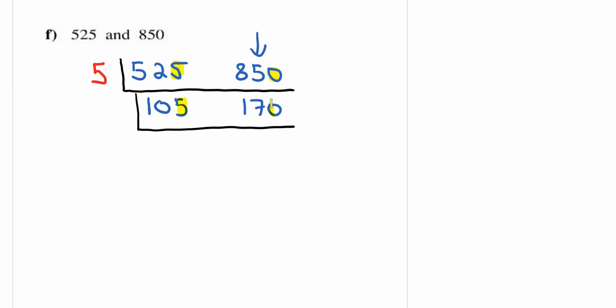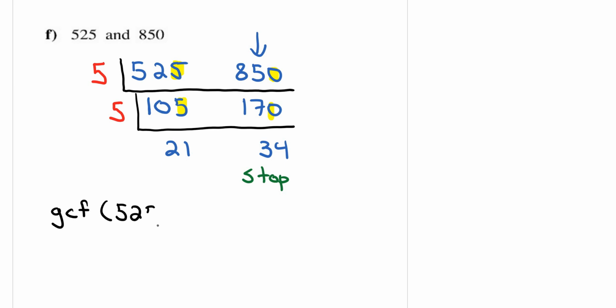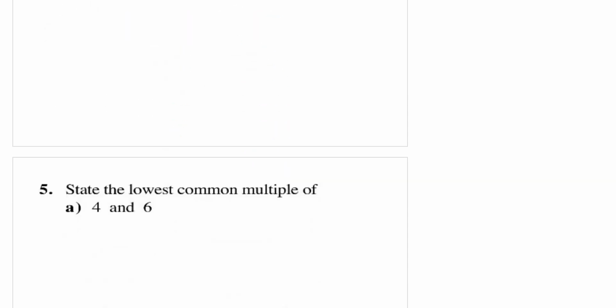And I have multiples of 5 again. So let's divide everything by 5 again. And this time I'll get 21 and 34. So 105 divided by 5 is 21, and 170 divided by 5 is 34. And this is where I can stop because there's no number that divides both 21 and 34. So my GCF of 525 and 850 is going to be 5 times 5, which is 25. Okay, and that's it for 3F. Let's keep on going on here.